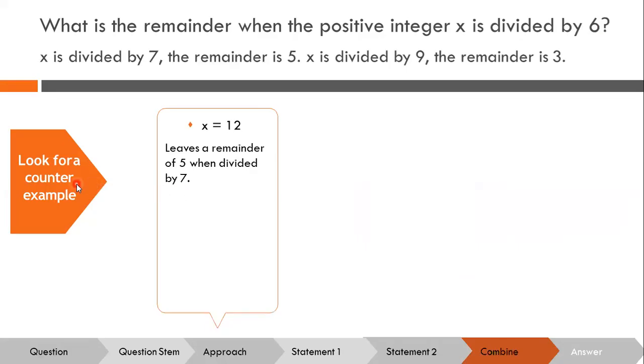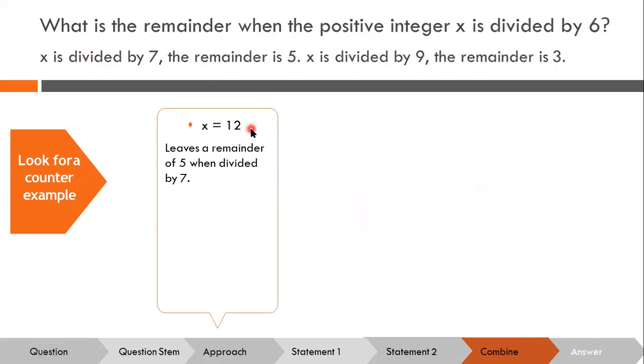Now look for a counter example. These statements are given to you: x is divided by 7, the remainder is 5. And the second one is x is divided by 9, the remainder is 3. So it's written in the combination instead of first and second. This is the combination of two statements.